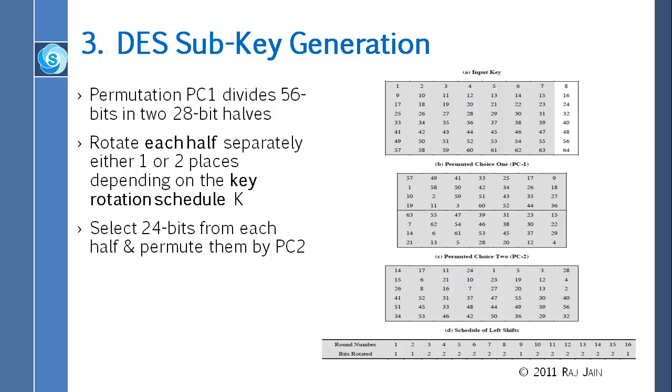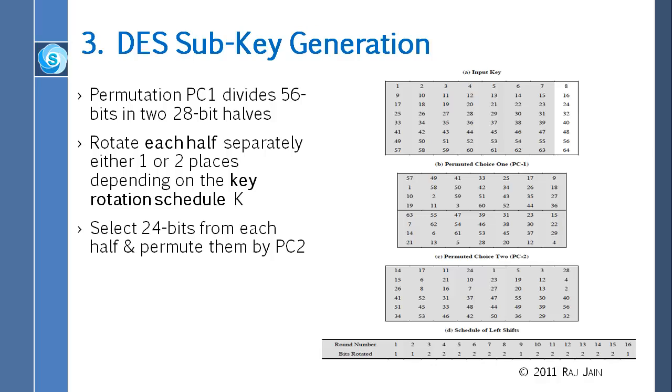Okay? And you take the first 24 bits, so leave the last 4 bits out, and take the first 24 bits. Next time when it is rotated, some other 24 bits will come in. Next time it is rotated, some other 24 bits will come in. Now how much do you rotate? You rotate by 1 or 2 bits.